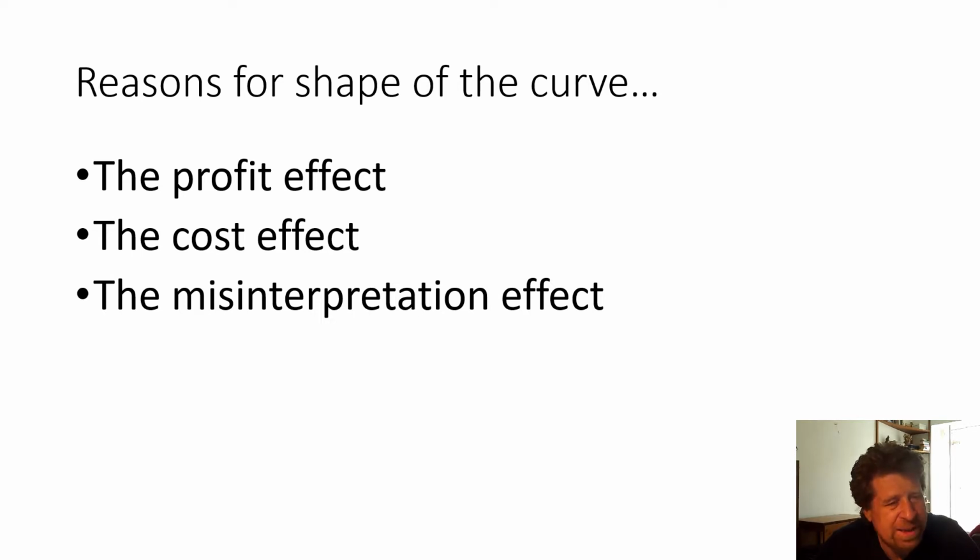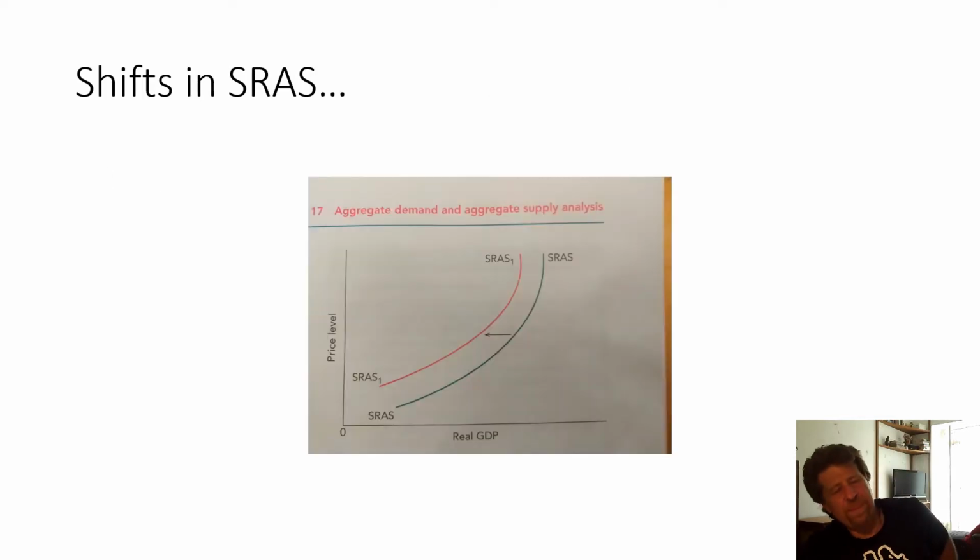But there's also the misinterpretation effect, which is, if price is going up, that will be misinterpreted by the suppliers that their products or services are popular and they need to produce more, not just replenish supply, but actually increase output, thinking that they're obviously onto a good thing because the prices are going up. So those are the reasons for the shape of the curve.